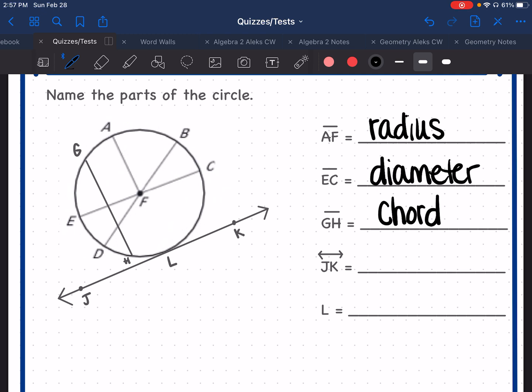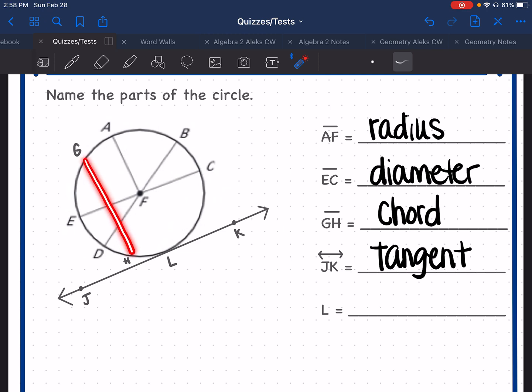Line JK is skimming the circle and only touching it once right here. So this is a tangent. Remember, if a line goes through the circle and not the center, then it's called a secant. So if GH had continued like so, then I would call this one a secant.